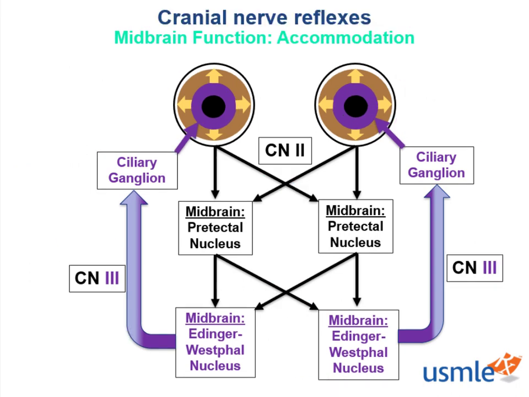Moving along, the accommodation reflex also uses cranial nerve 2 for its afferent limb and cranial nerve 3 for its efferent limb. Rather than going through all its neural pathways, I want to cover its most high-yield application: Argyll-Robertson pupils, which occur due to tertiary syphilis. Specifically, the term Argyll-Robertson pupils refers to bilateral small pupils that do not constrict to light, only to accommodation.